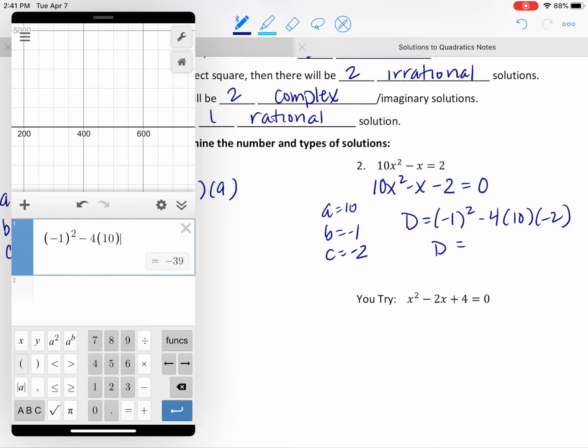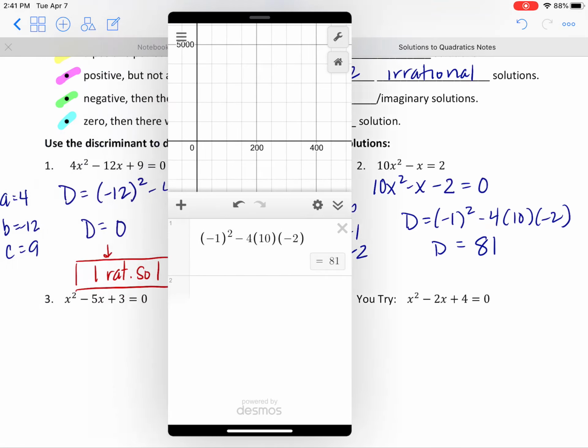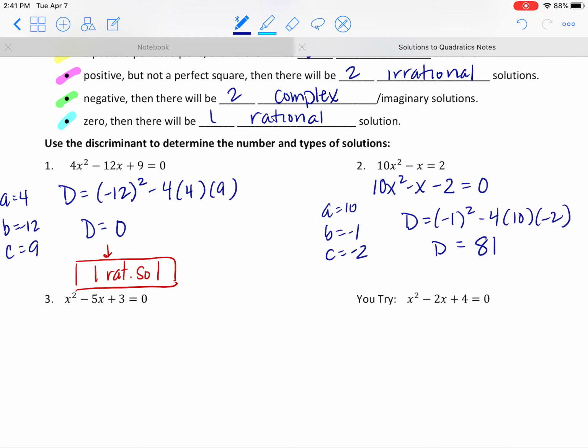Calculator want to move? There we go. So we have a negative 1 squared minus 4 times 10, and then negative 2. Okay, so we end up with 81 this time. Let's see if I can put my calculator back.